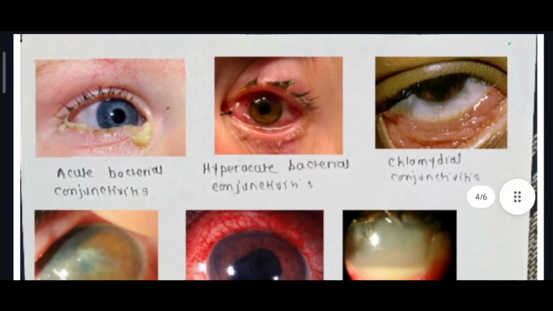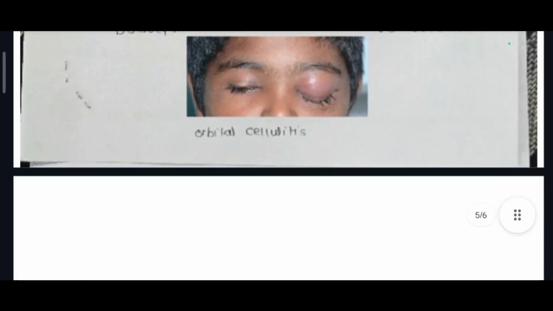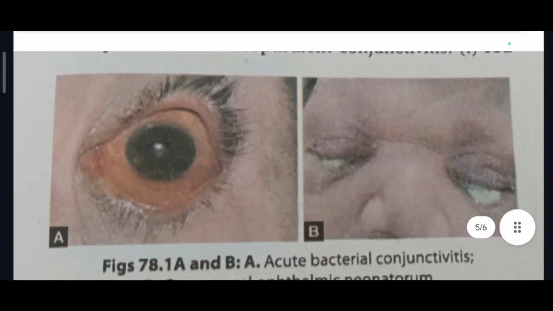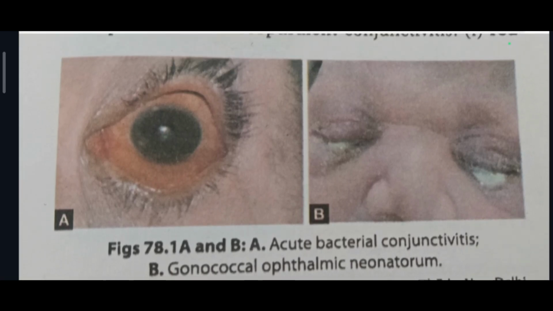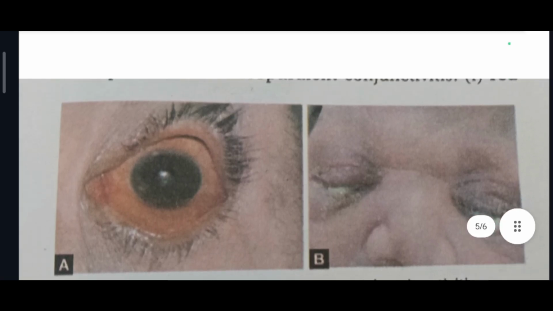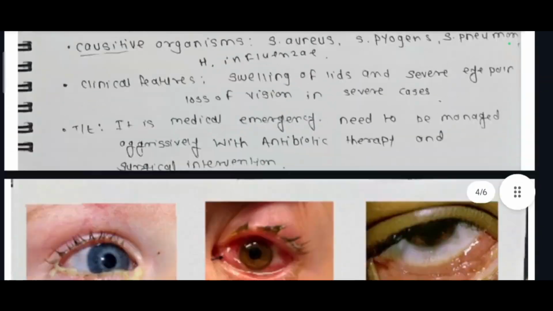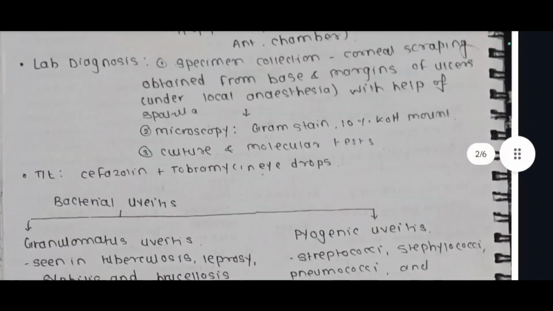We will see these from the Apurva Shastri also. In Apurva Shastri, these are given as: this is acute bacterial conjunctivitis A, this is acute bacterial conjunctivitis, and this B is gonococcal ophthalmia neonatorum. Then here conjunctivitis ends.